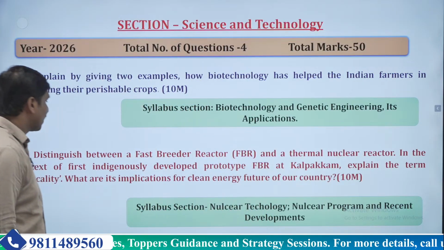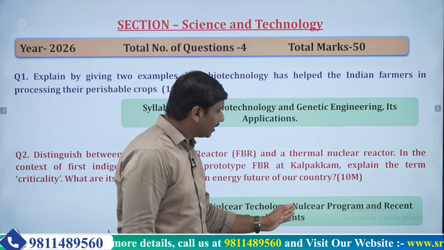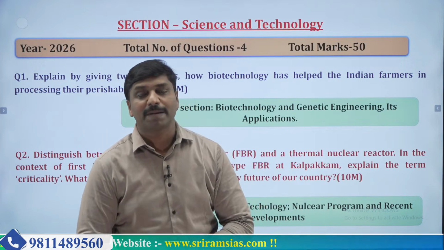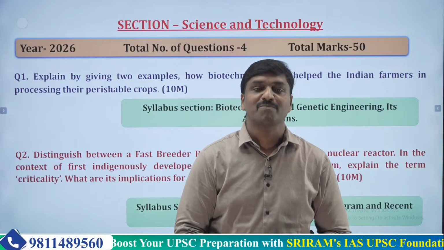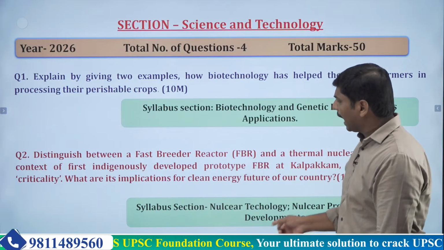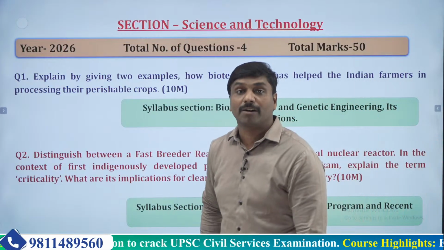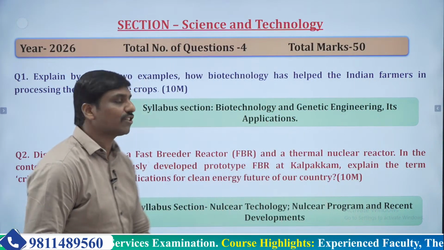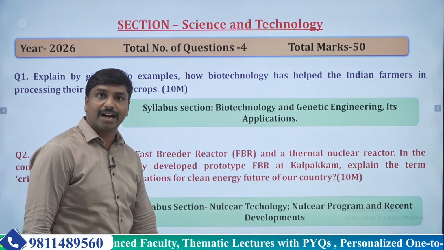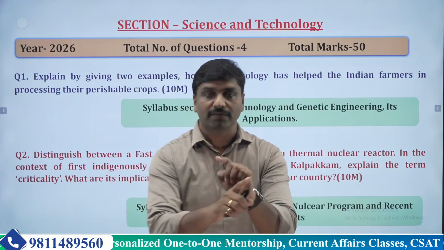Then friends, the next important question is picked from the nuclear technology and nuclear program point of view. There were some recent developments with respect to the nuclear program of India. So the question has been picked from this context. Although it is a 10-marker question, there were multiple parts incorporated in it. So have a look at the question first. Distinguish between a fast breeder reactor, FBR, and the thermal nuclear reactor. So that is the first part of the question.